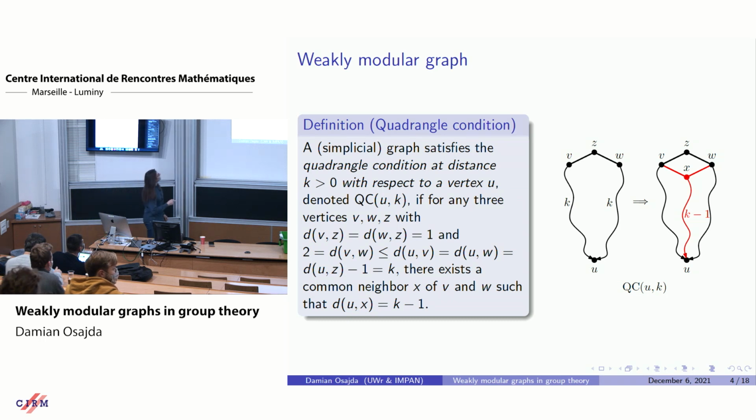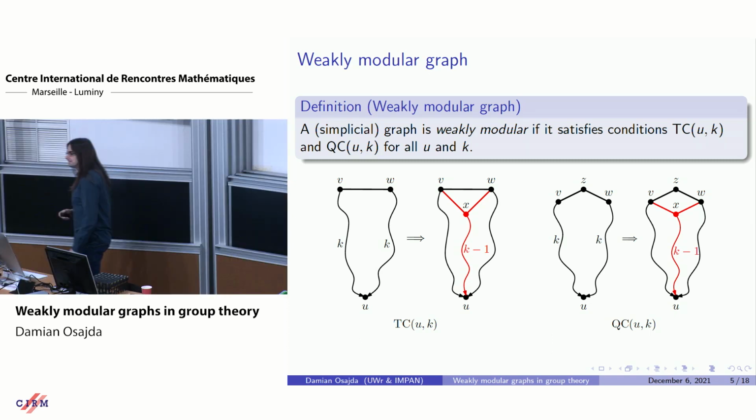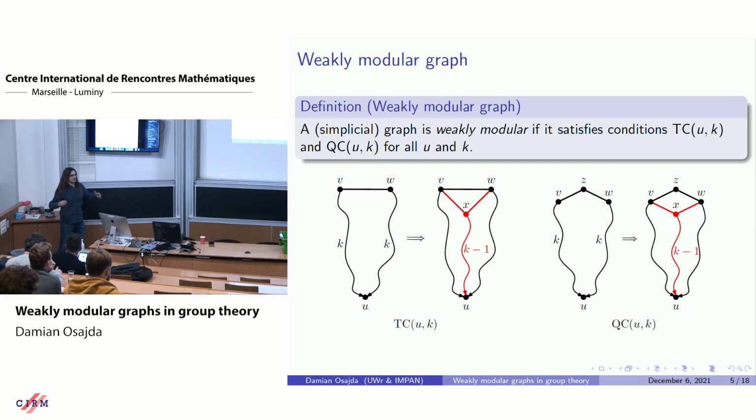Namely, now you say that a graph is weakly modular if it satisfies such conditions for all vertices U and for all K, at all distances. So this is a global condition; you have to check your whole graph. One more disclaimer, which is the subject of continuous conflicts between me and Victor and Jeremy and others: I usually think about infinite graphs. So graphs are usually infinite.